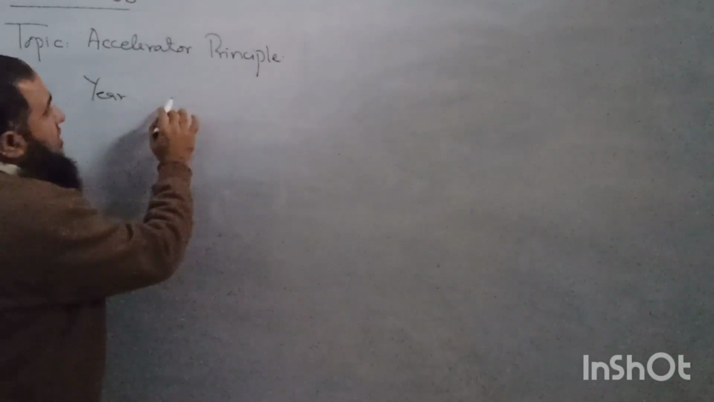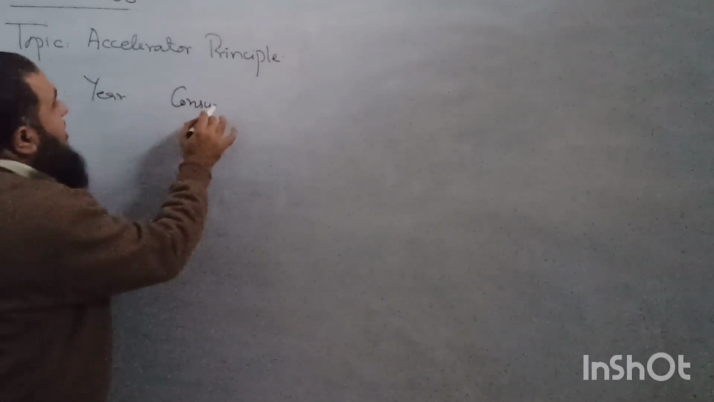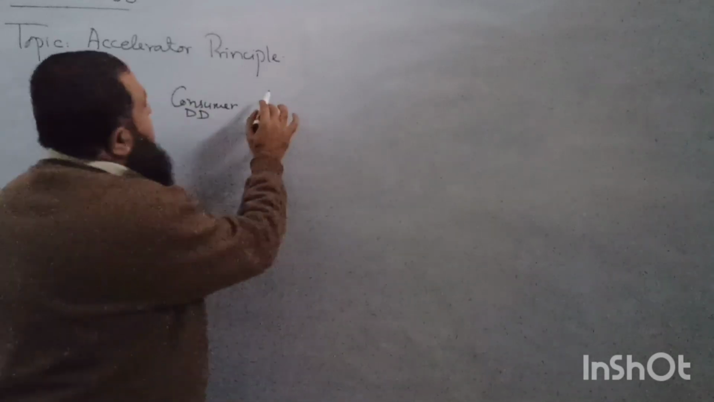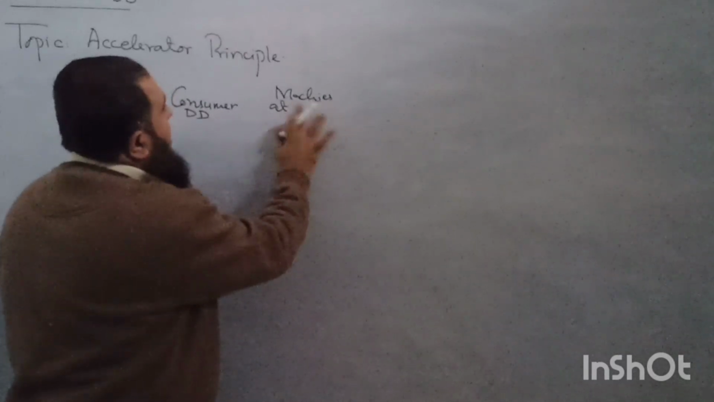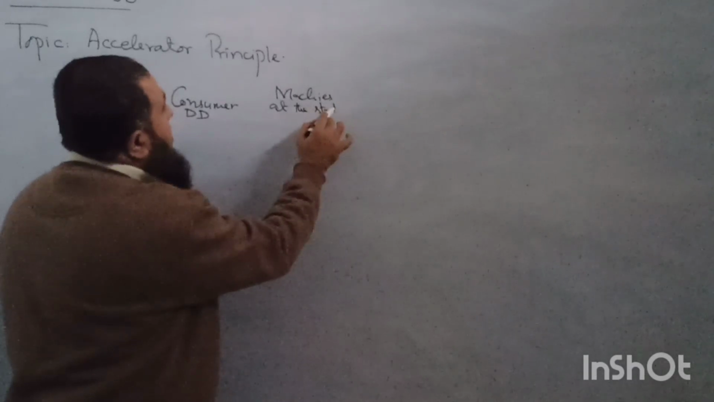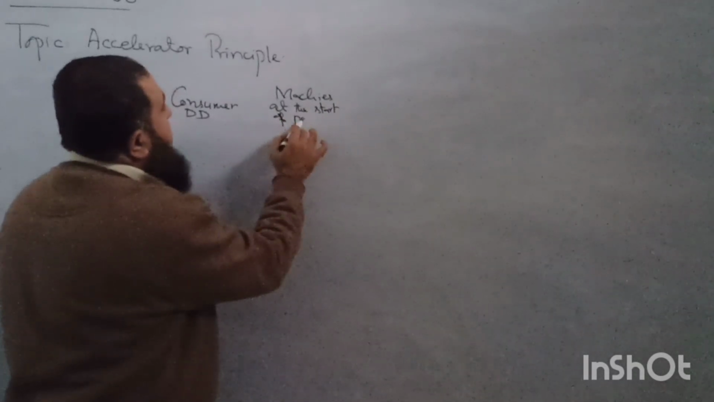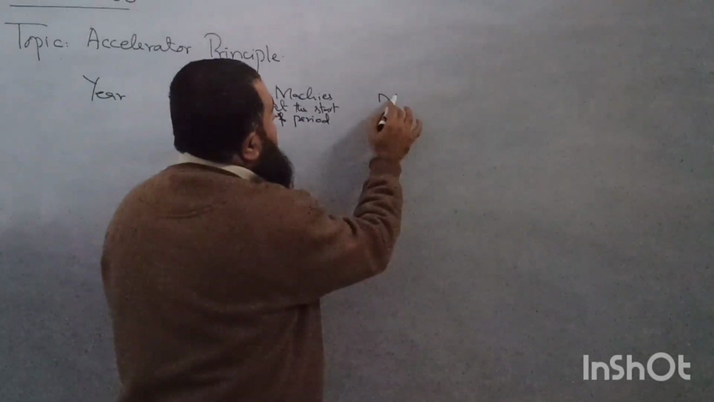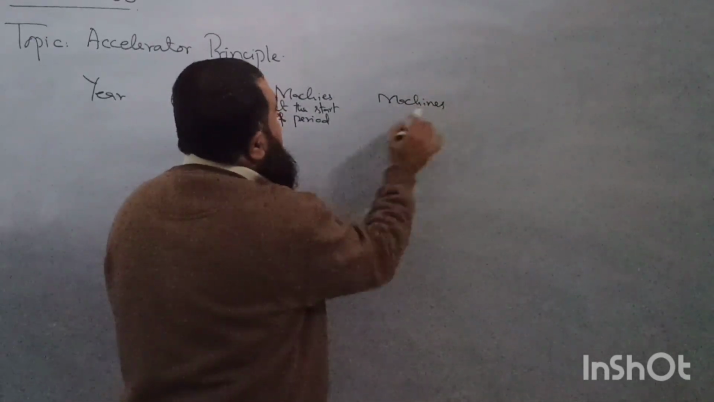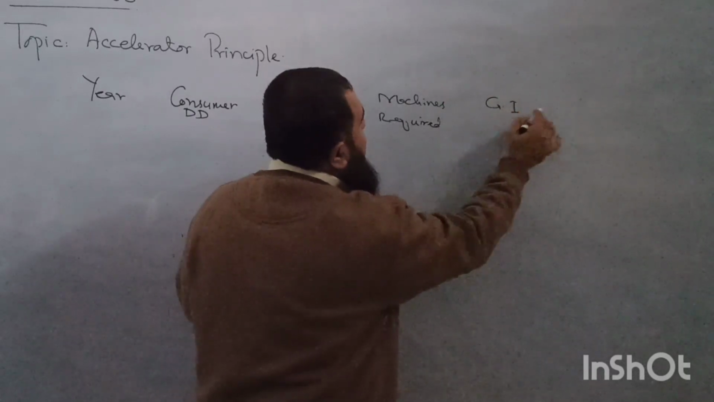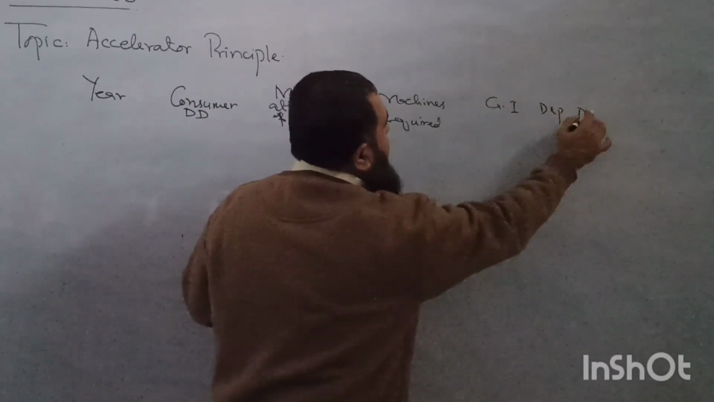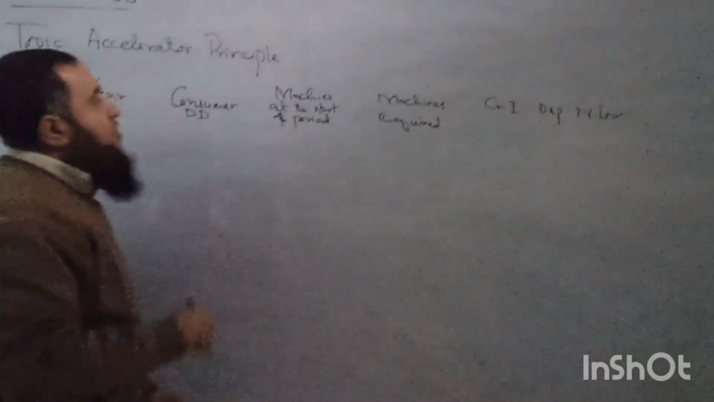Okay, suppose there are a few years. Here I am taking year 1, and here the consumer demand, machines at the start of period, machines required to produce the level of output, and then we say gross investment, depreciation and net investment. These are the things which we are going to see.